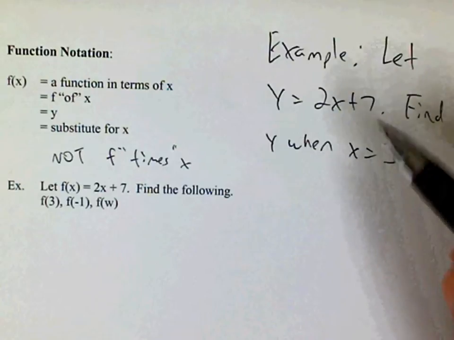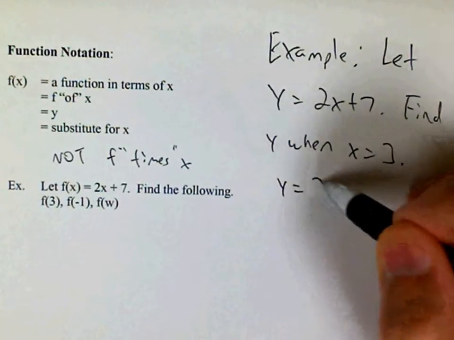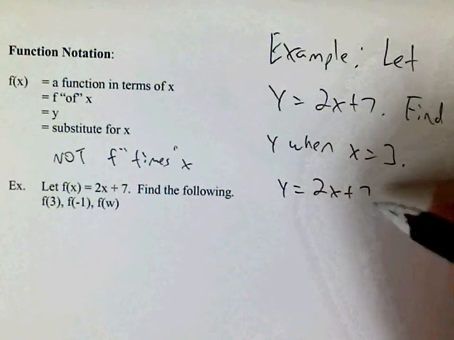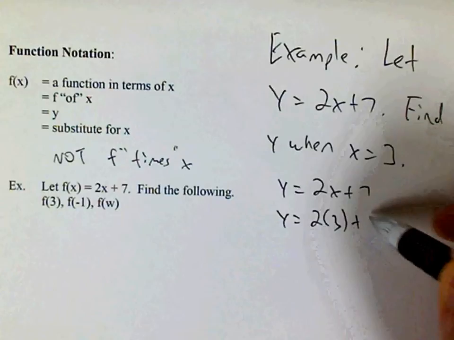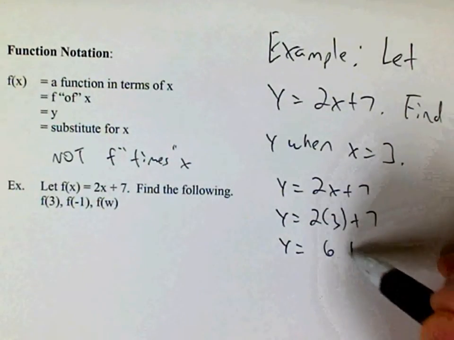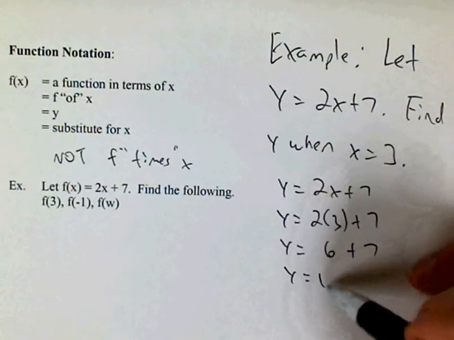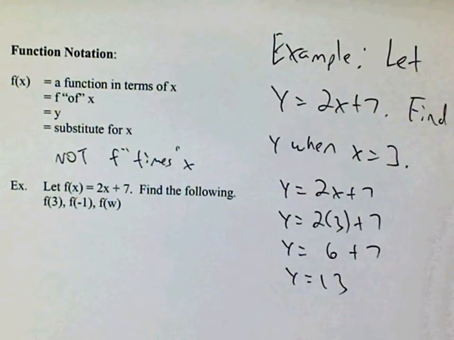In order to find this answer, we're going to take our equation, which is y equals 2x plus 7, and everywhere we have an x, we're going to substitute a 3, like we normally would. Let me do the order of operations. 2 times 3 is 6. 6 plus 7 is 13. So when x is 3, y is 13. And that's what we would expect.